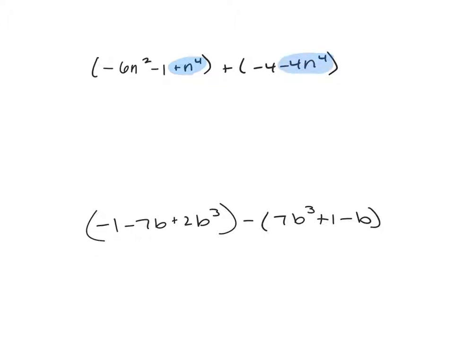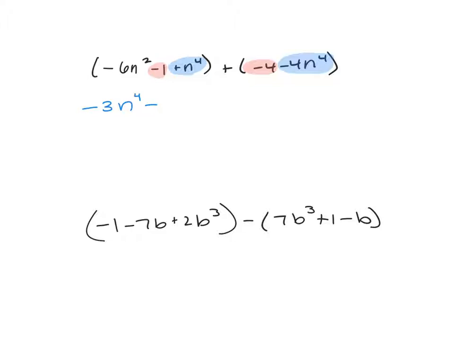So I see that n to the 4th has a like term, and then I also see negative 1 is a like term with negative 4. When I do this, I'm going to start by adding n to the 4th plus negative 4n to the 4th. So that's negative 3n to the 4th.